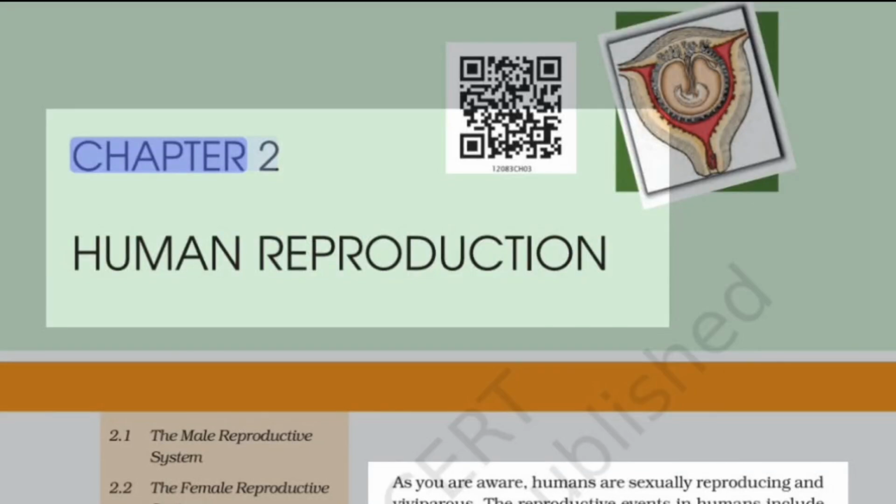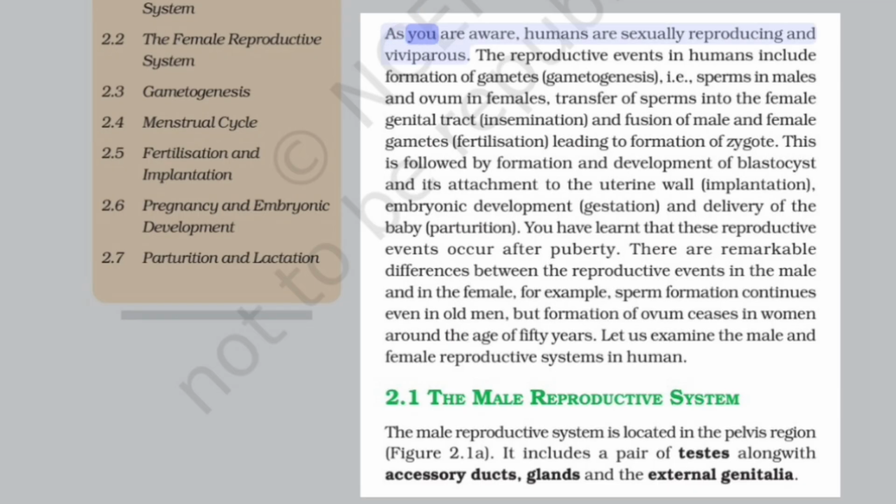Chapter 2. Human Reproduction. As you are aware, humans are sexually reproducing and viviparous. The reproductive events in humans include formation of gametes, gametogenesis, that is, sperms in males and ovum in females, transfer of sperms into the female genital tract, insemination, and fusion of male and female gametes, fertilization, leading to formation of zygote. This is followed by formation and development of blastocysts and its attachment to the uterine wall, implantation, embryonic development, gestation, and delivery of the baby, parturition.